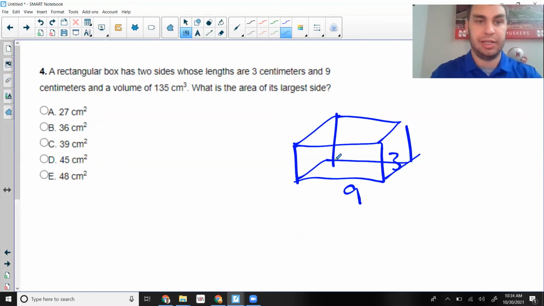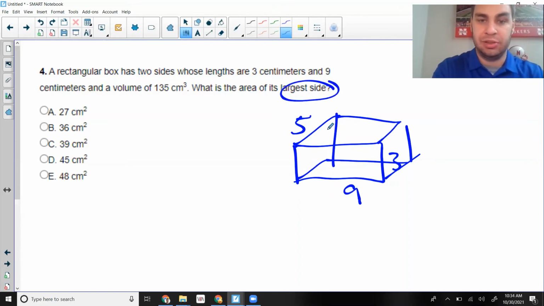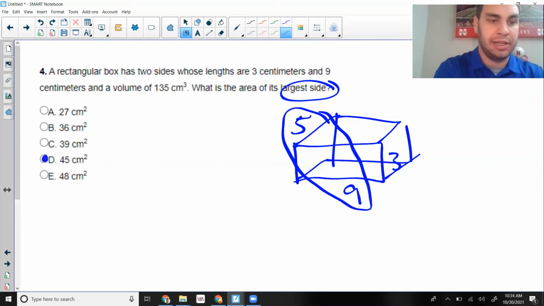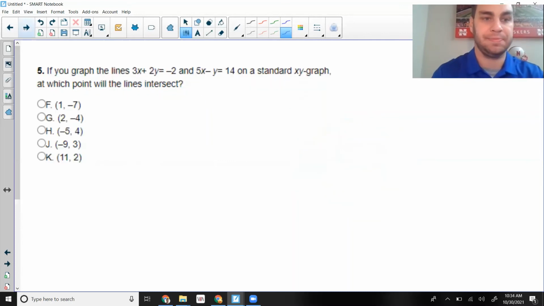Well, first off, let's take this 135. Length times width times height is going to be our volume. So if I take 135, divide by 9, that's 15, divide that by 3, of course, is 5. So it tells me that my other length here is 5, or the width of this box. So in order to find the largest side, I need to take my 2 longest sides, 5 and 9, and multiply those together. And 5 times 9, of course, is 45. So the area of that side is 45 centimeters squared.